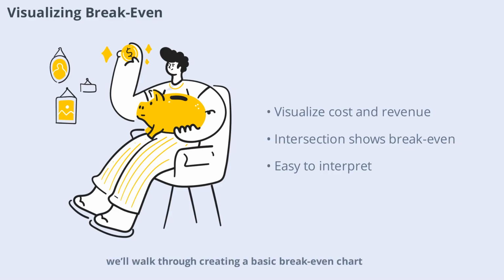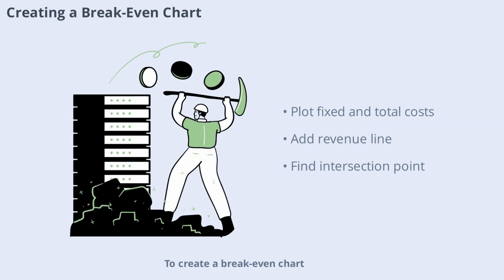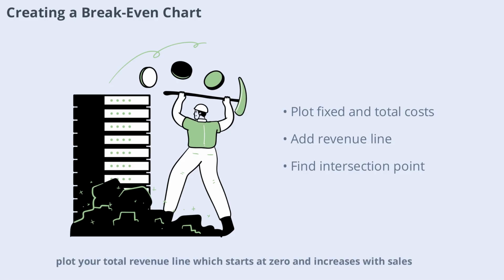In the next scene, we'll walk through creating a basic break-even chart. Start by plotting your fixed costs as a horizontal line. Next, add your total cost line, which starts at the fixed cost level and rises with each unit sold. Then plot your total revenue line, which starts at 0 and increases with sales. The point where the total revenue and total cost lines cross is your break-even point. This chart helps you quickly assess your financial position.